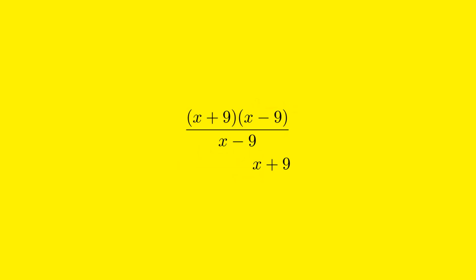Step 2. Observe how the rational expression has been altered to (x plus 9) times (x minus 9) all over x minus 9. To further simplify, notice that x minus 9 appears in both the numerator and the denominator. Since both are common factors, they can be cancelled out, leaving x plus 9. This is the final step, and the simplified form of the rational expression is x plus 9.